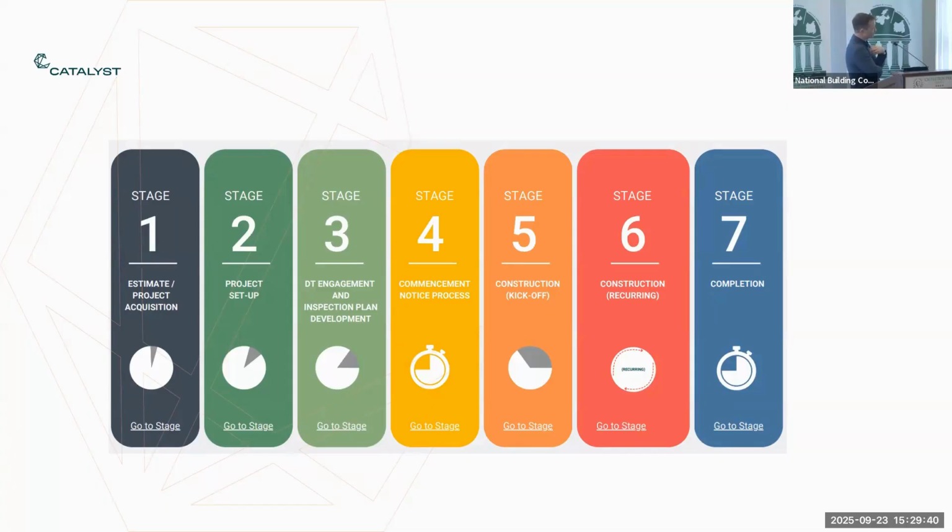We'll set out initially at the very beginning what the drawing standard should be. It should either be issued for commencement notice, issued for construction, something like that shows that the design is well advanced and can be used for a commencement notice upload.